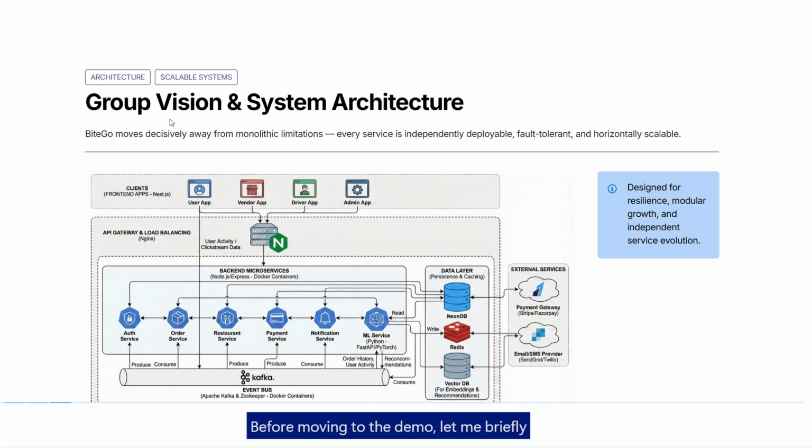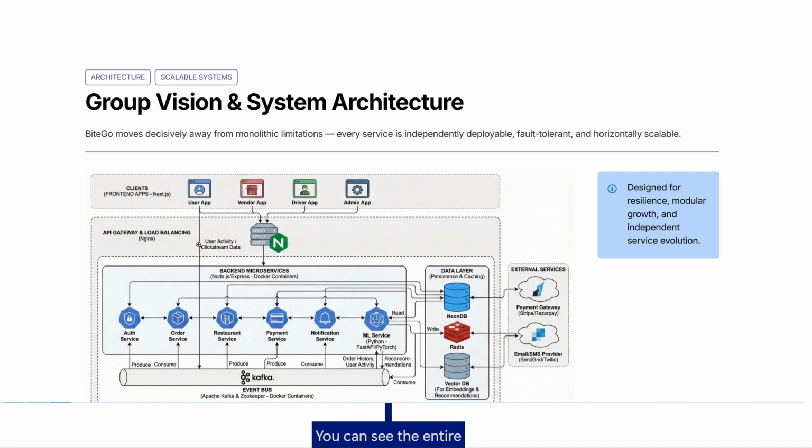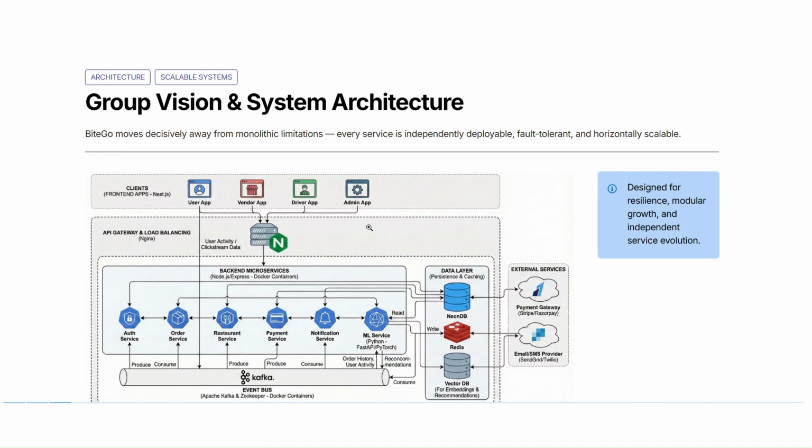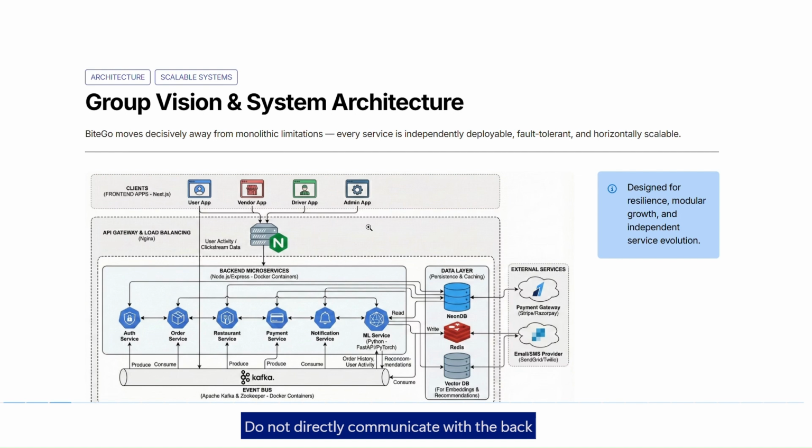Moving to the demo, let me briefly explain the architecture behind BiteGo. You can see the entire platform is divided into two major parts: front-end and back-end. On the front-end side, we have a Next.js application, which is separated into four dedicated interfaces: user app, vendor app, driver app, and admin app. Now, one important design decision is that front-end requests do not directly communicate with backend services.